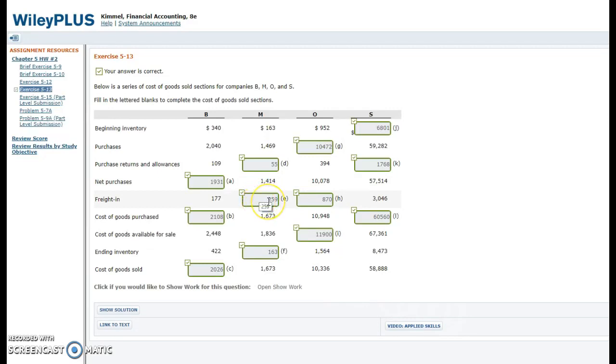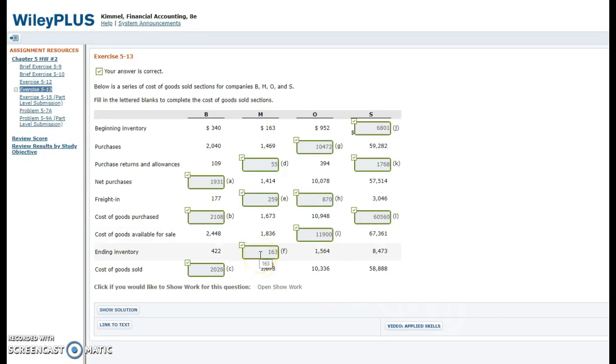Same thing for freight in. You know your net purchases again, and you know the cost of goods purchased. And so if you take those and subtract the net purchases from the cost of goods purchased, it'll give you how much you freighted in.